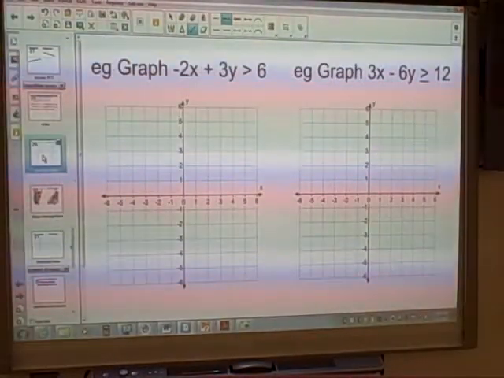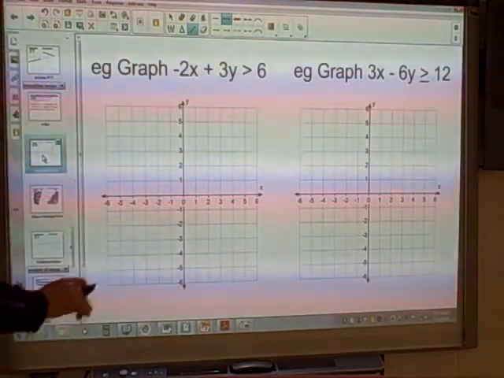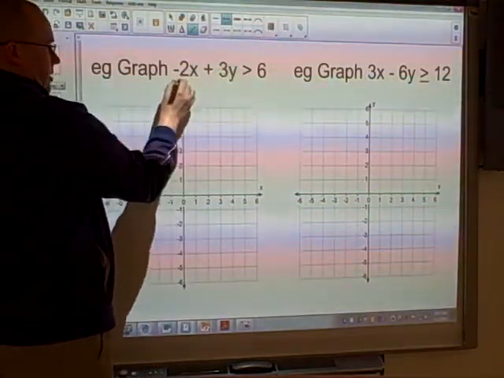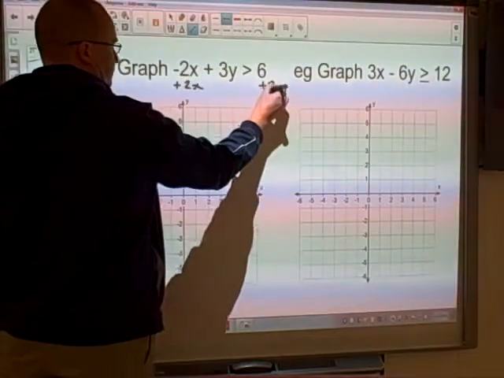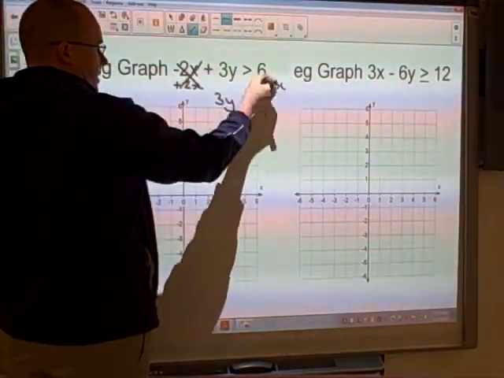Now we also have graphs in standard form. And one way we can do this is we can just simply rearrange this equation, so to make it say y. So if we add 2x to both sides, then this would cancel, and we'd get 3y is greater than 6 plus 2x.